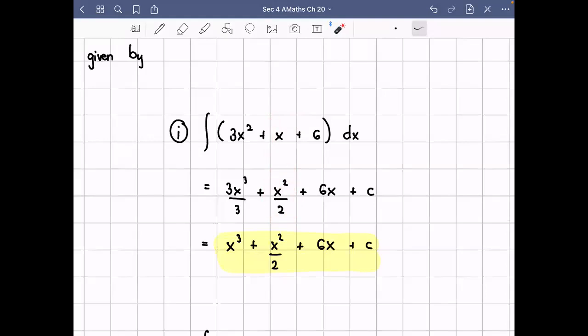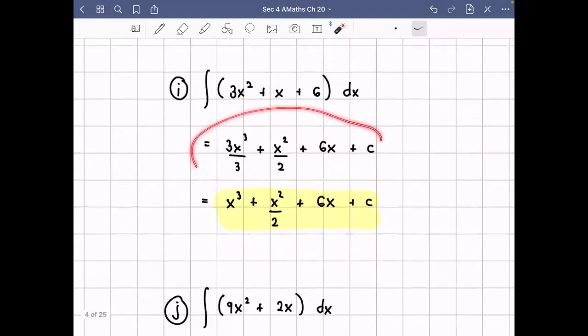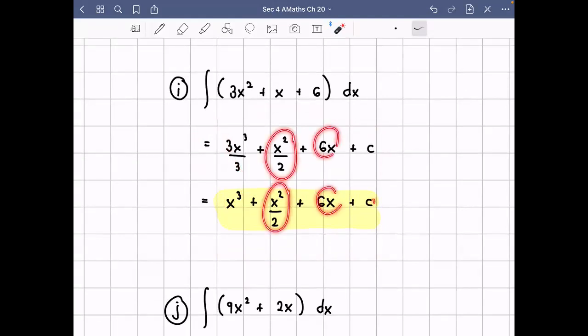And then the antiderivative of 6 is 6x, from our previous examples, and then plus c. We just add plus c once in an expression. Simplifying everything, we get x cubed because you can cancel out 3 and 3, and then plus x squared over 2, and then 6x plus c. This is your final answer for letter I.